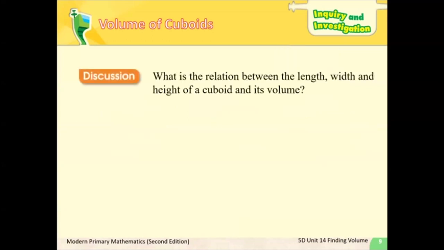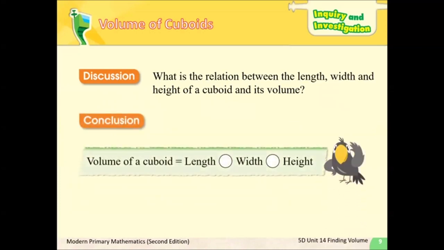So what is the relation between the length, width, and height of a cuboid and its volume? Yes, you're correct. For the volume of a cuboid, if we do length times width times height, we can find the total number of cubes of the cuboid, which will be equal to the volume of the cuboid. So remember this formula. Volume of cuboid is equal to length times width times height.